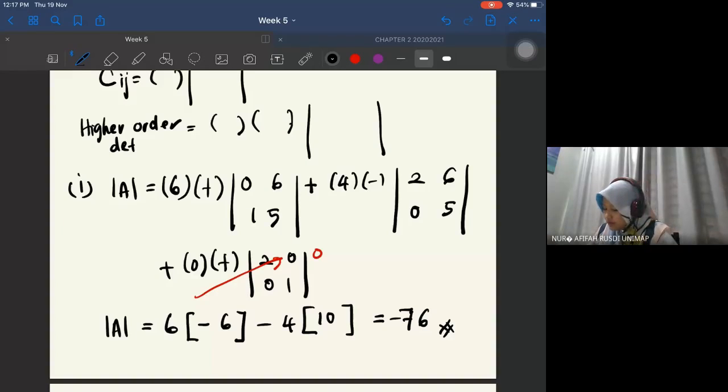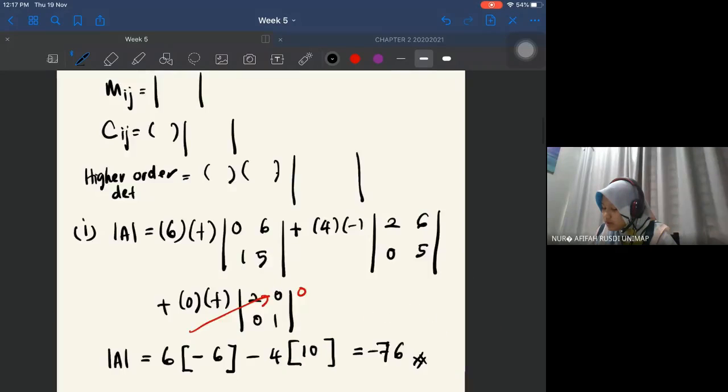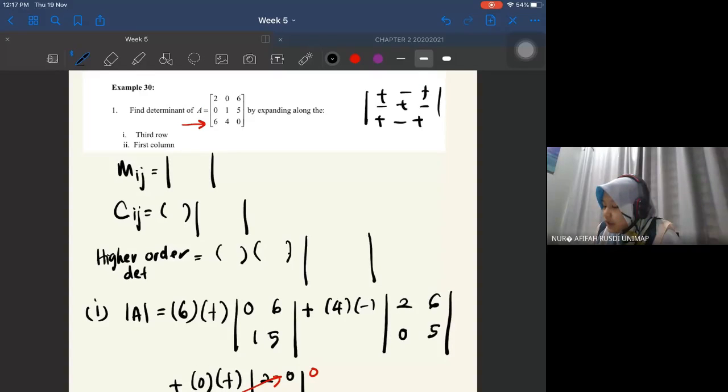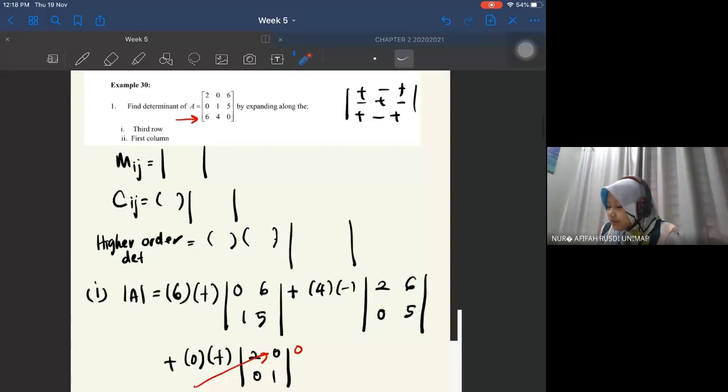Okay, sekarang ni saya bagi masa dekat awak 2 minit untuk you cuba buat menggunakan the first column. And saya akan panggil nama siapa-siapa untuk explain. 2 minit saja. So please try to find the determinant of this matrix by expanding along the first column. So you are using this column. Konsep yang sama sahaja.